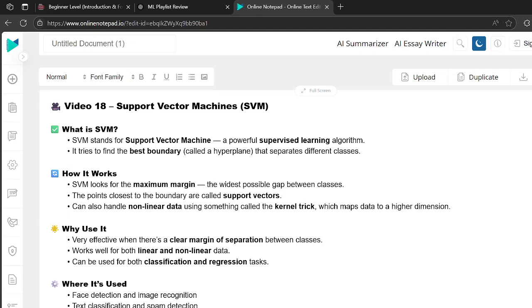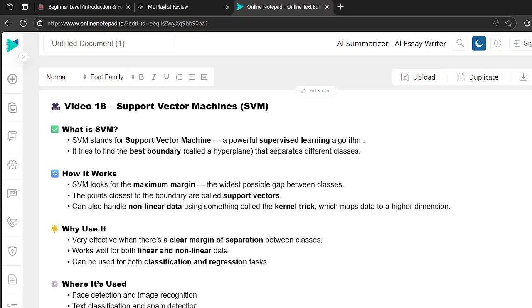Alright. So what do you understand by this? Basically, SVM looks for the maximum margin. And what is margin? It is the biggest possible gap between the classes, right? There are classes and they have their own data, and there also exists a gap that differentiates these classes, right? It creates a gap. SVM looks for the maximum margin, or the biggest gap, between these classes.